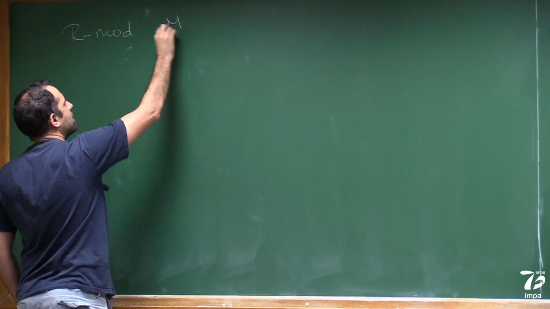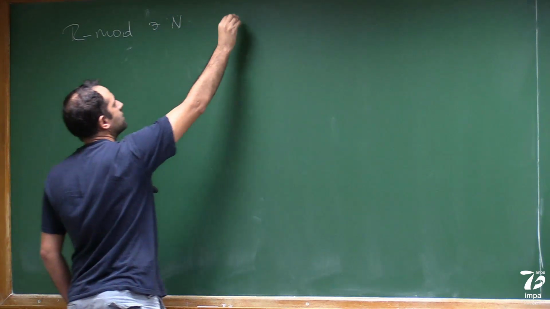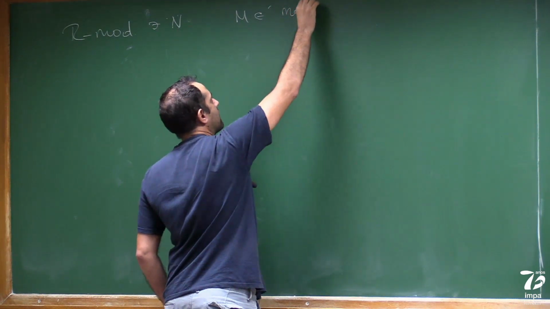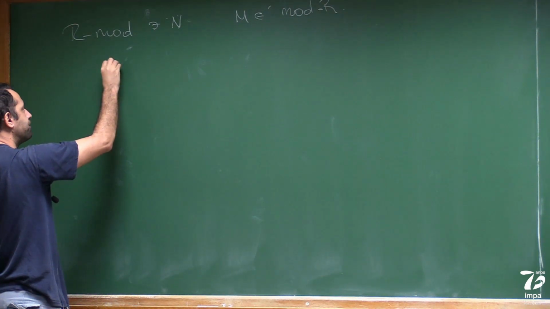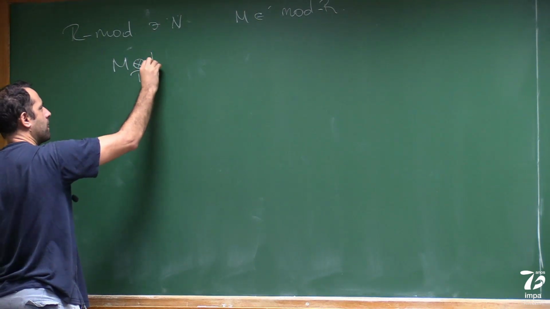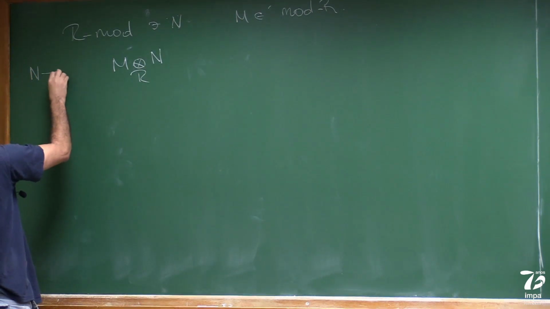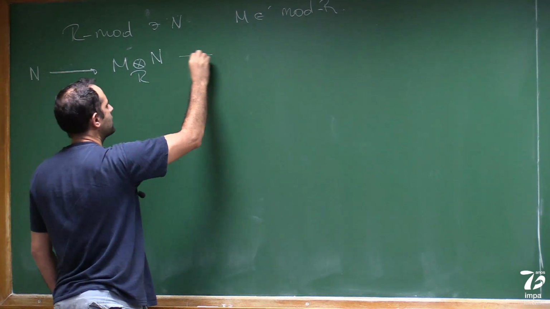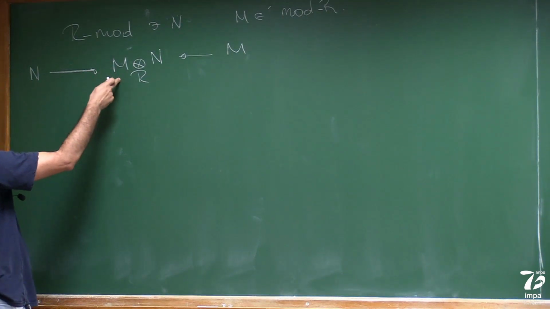So if I take this M here, I think I was calling this guy N, and I'm taking an M in the category of right R modules. And I was looking at the functor that I could think of as the functor that sends N to this, or as the functor that sends M into this. So this functor is parameterized by M.